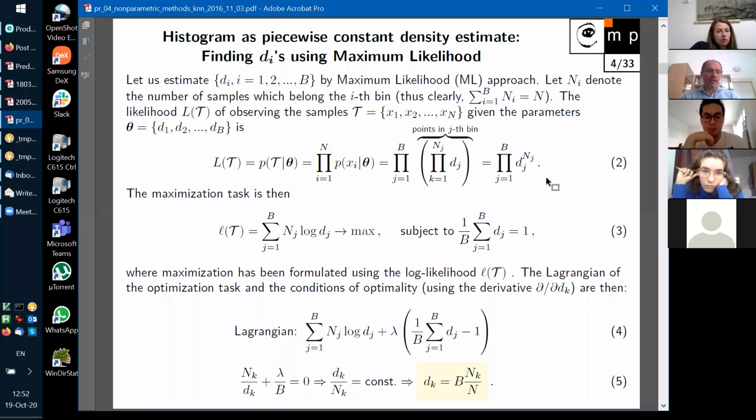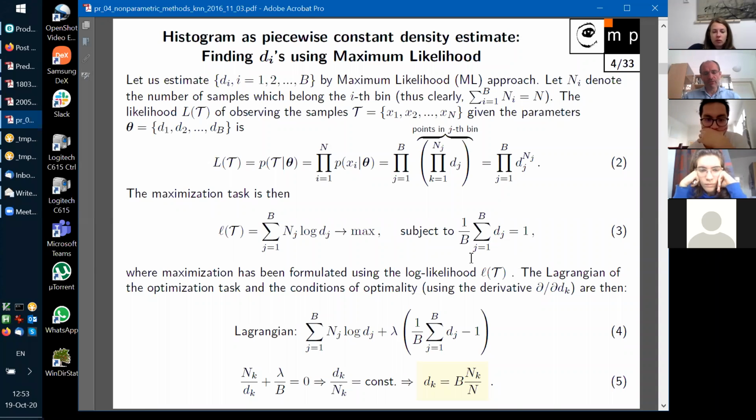Now, we said last time that if we want to maximize some function, we can maximize its monotonic transformation. And here, taking the log of the quantity in equation 2 is much simpler. So the product becomes a sum, and dj to the power of nj becomes nj log dj, and we have to maximize that subject to the sum of the densities times b going to 1.